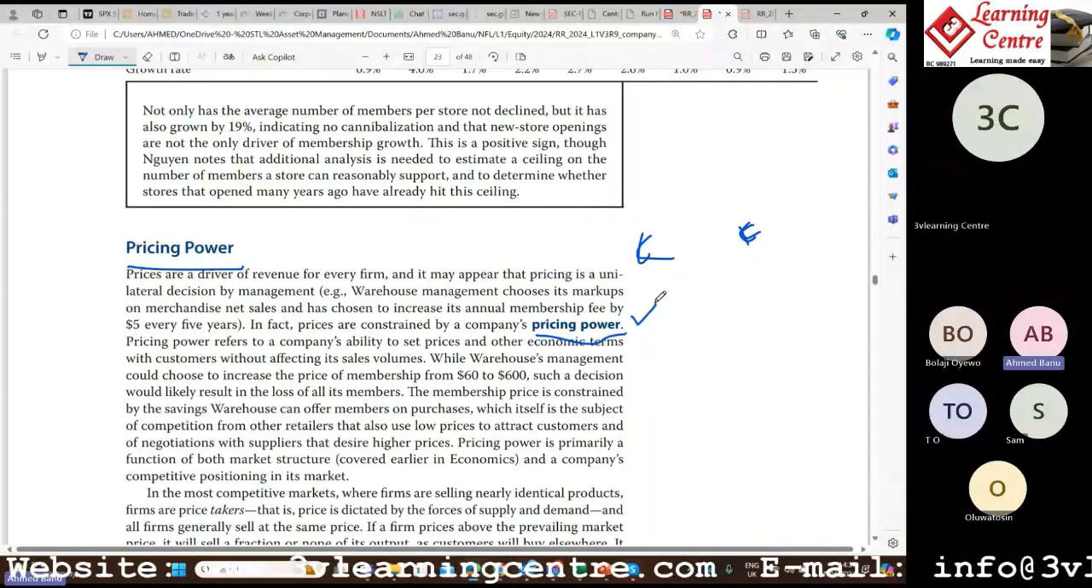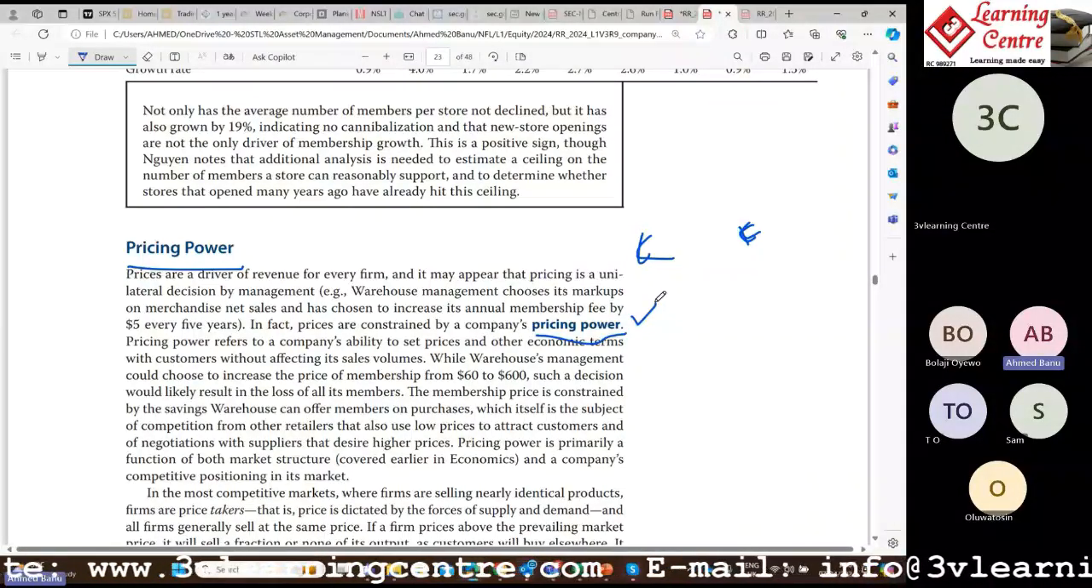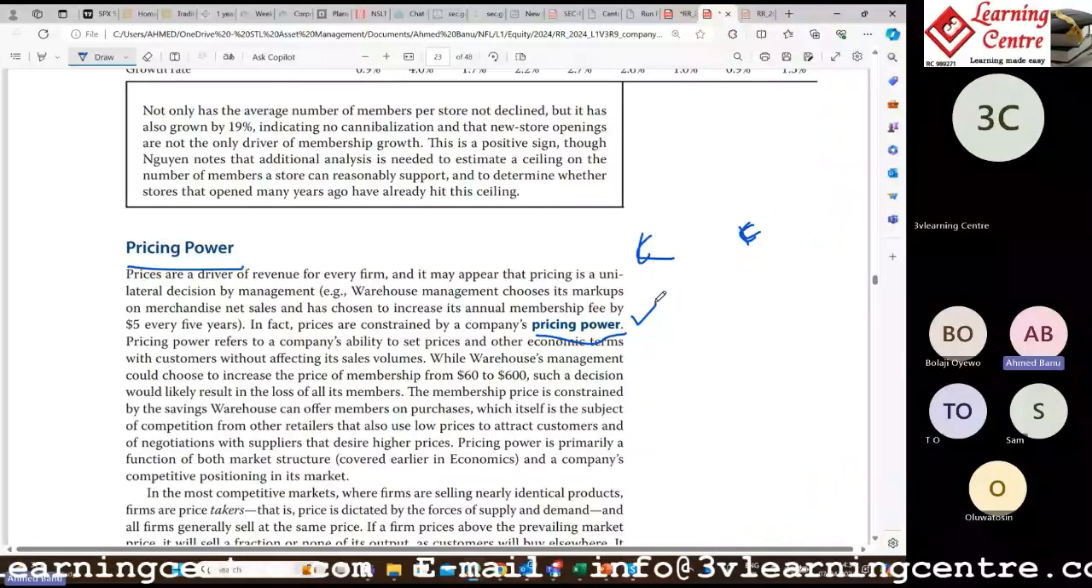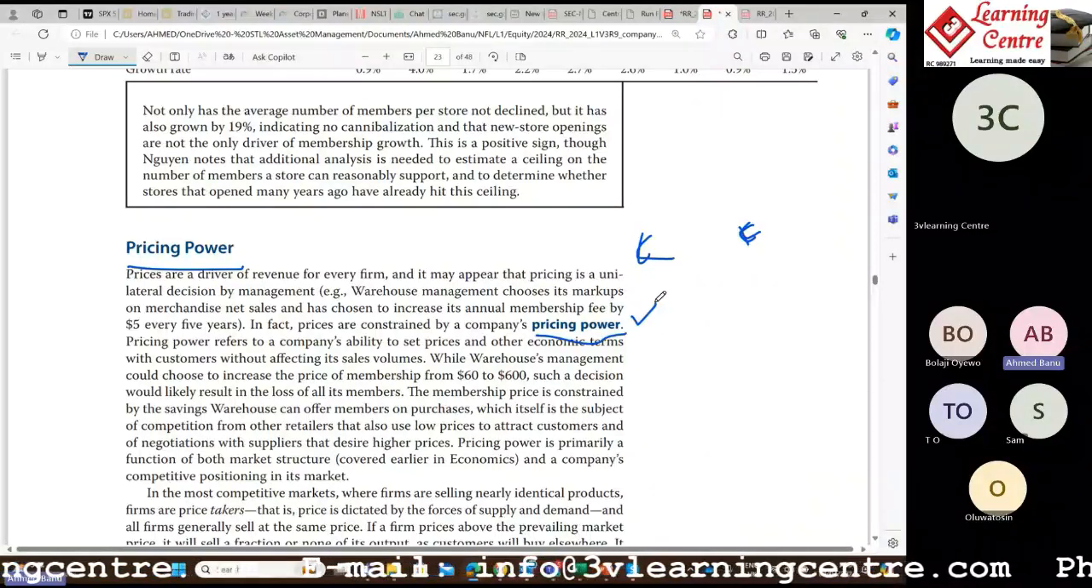I have to do it. The only thing here is that you guys must give me what? You must give me consistent light. So, pricing power is also very, very key.